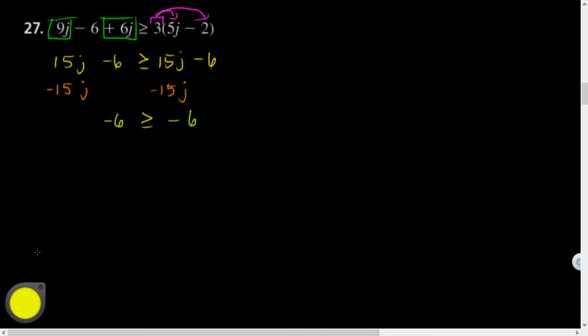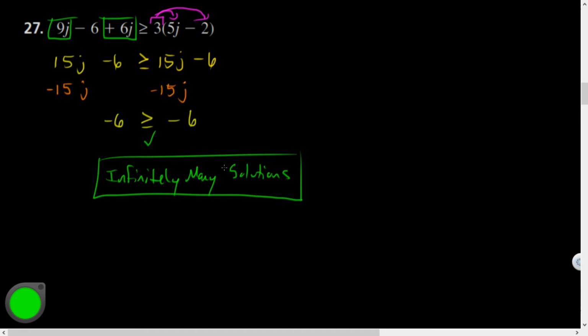Oh, is this a true or false statement? It's true this time. Because it's got that equal part, that is true, as blue, or green in this case. Negative 6 can equal itself, and so that means that this has, let's see, infinitely many solutions. That means every real number that I could plug in for j here will work for this problem. All, everything, maybe. You might even say it that way.